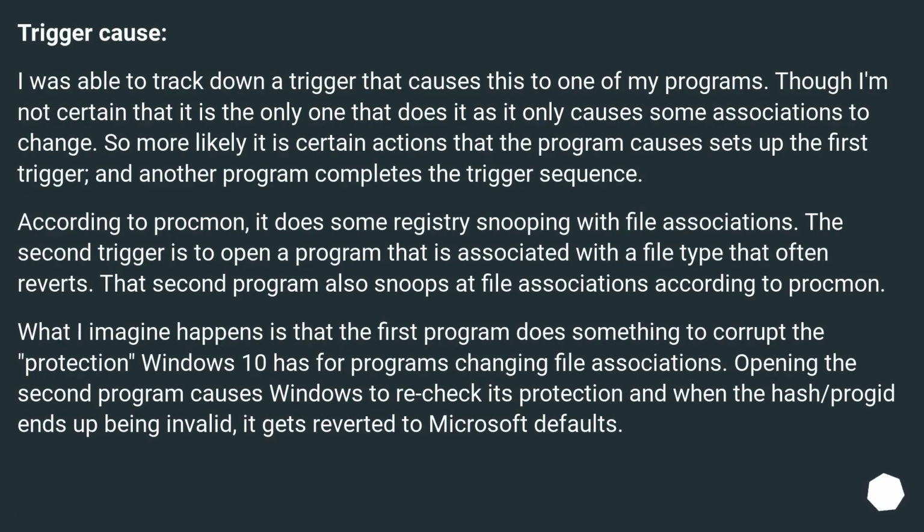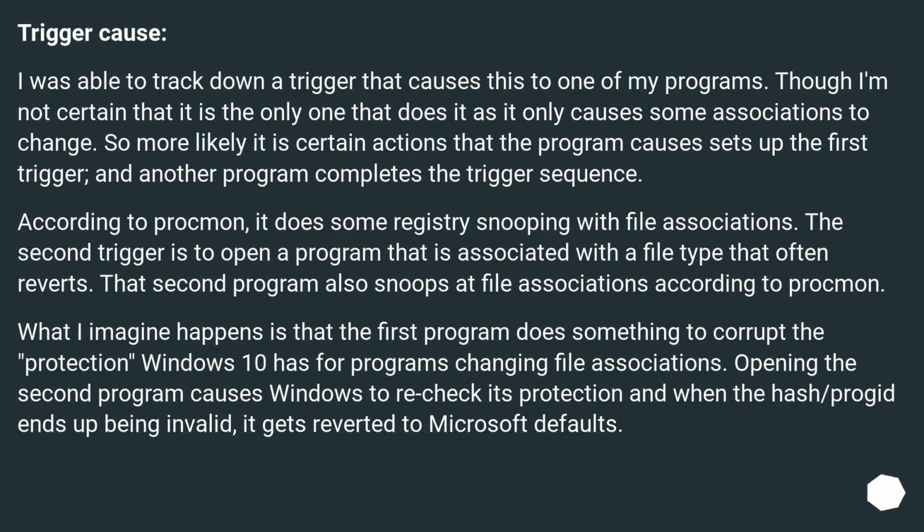Trigger cause. I was able to track down a trigger that causes this to one of my programs, though I'm not certain that it is the only one that does it, as it only causes some associations to change. So more likely it is certain actions that the program causes that set up the first trigger, and another program completes the trigger sequence. According to Procmon, it does some registry snooping with file associations. The second trigger is to open a program that is associated with a file type that often reverts. That second program also snoops at file associations according to Procmon.